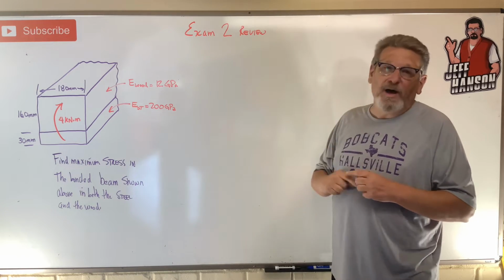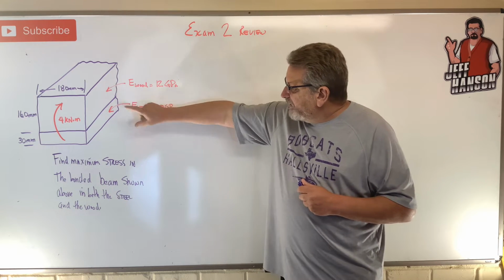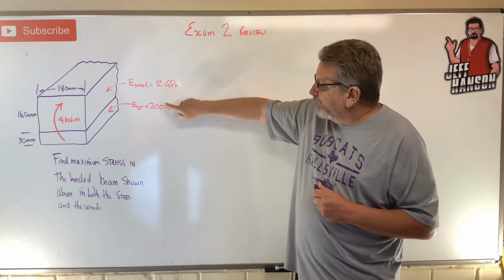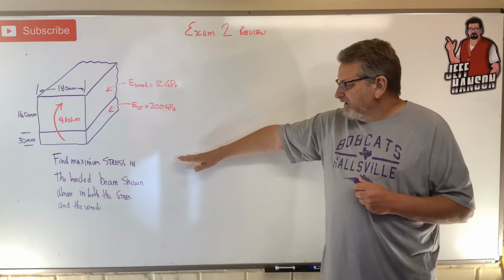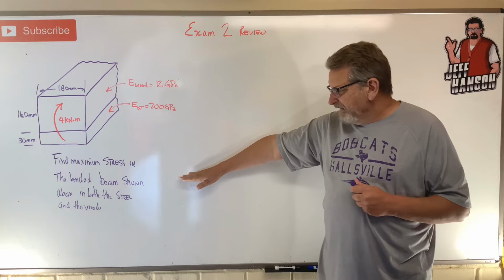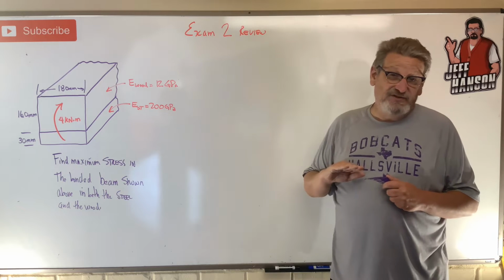We've got a composite beam problem. Half the beam is made out of wood, right? You give us the E for wood, modulus of elasticity, and the bottom is made of steel. So find the maximum stress in the bonded beam shown, in both the steel and in the wood.